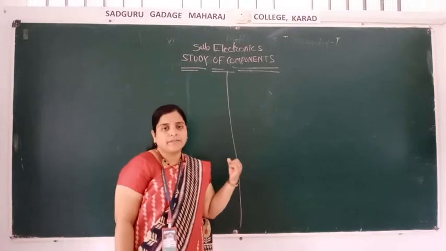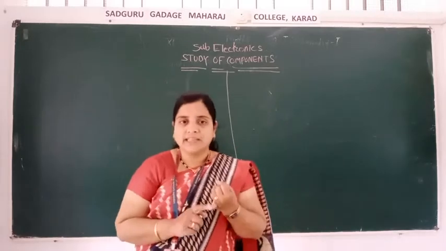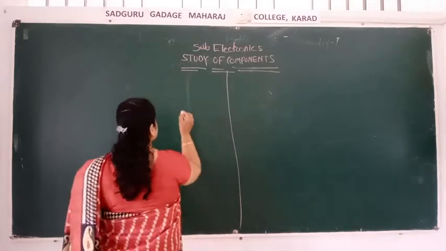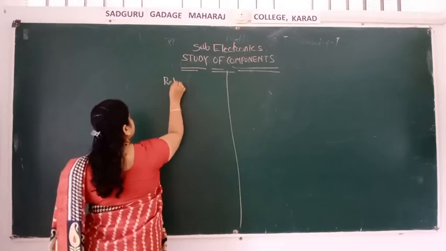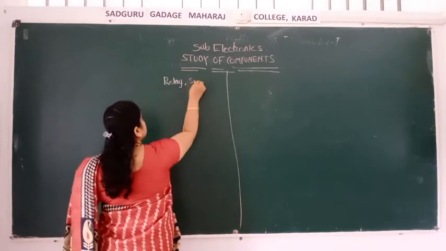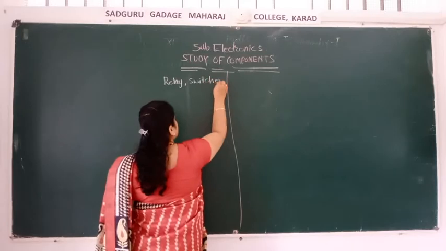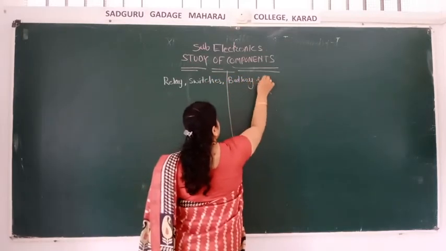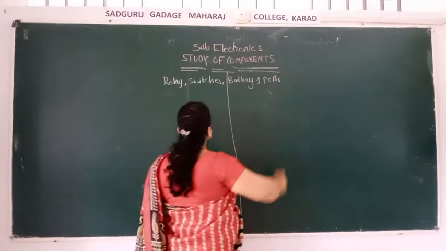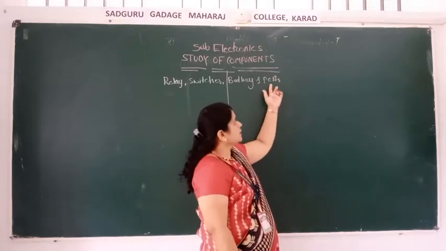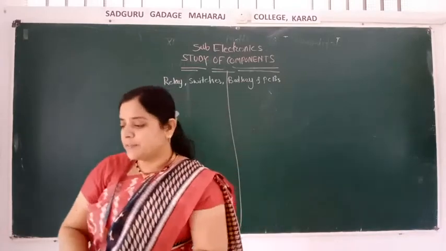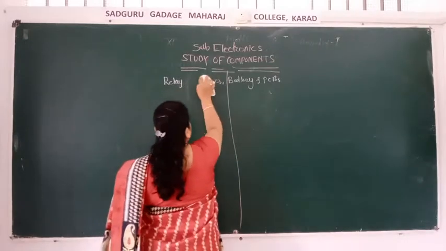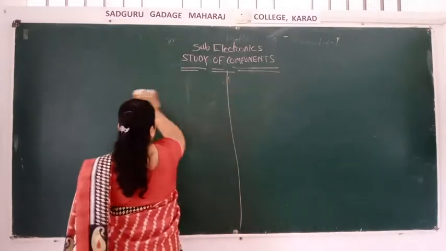In that chapter, we are going to study the relays, battery, switches and PCBs. What we are going to study is relay, switches, batteries and PCBs. Okay, so PCB means what? It is printed circuit boards. Each and everything we have to see one by one. So first part is our relay that we are going to study now.